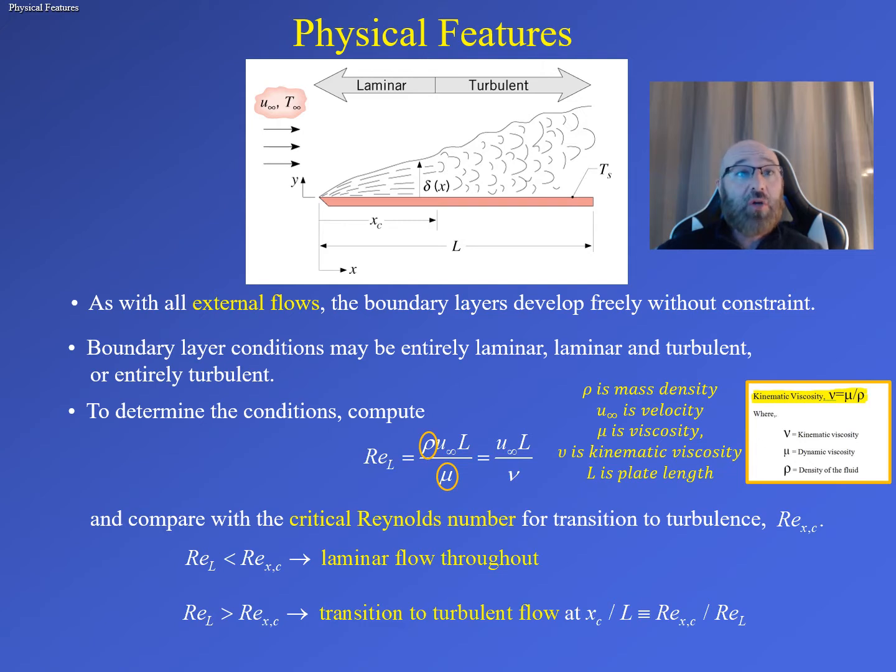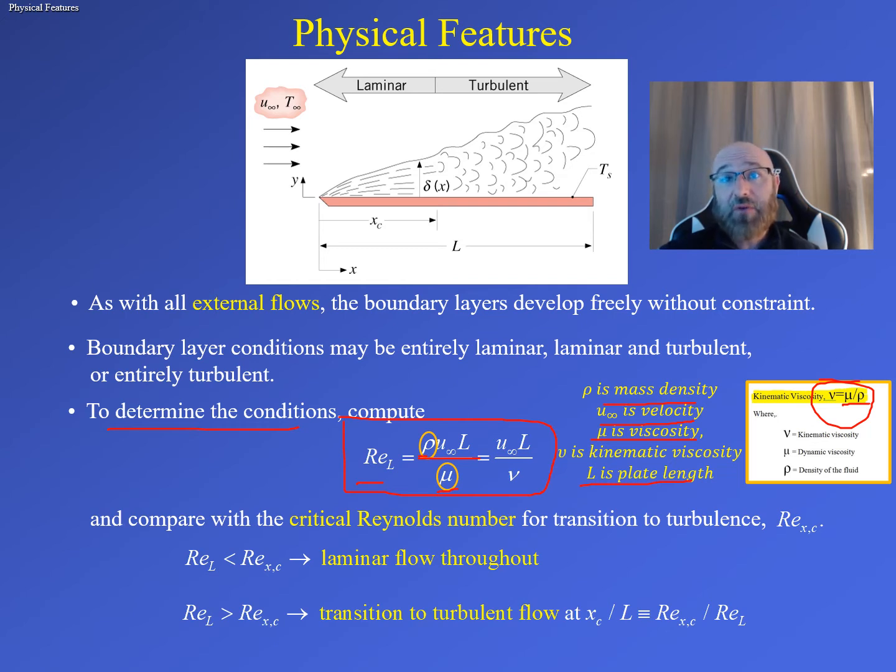Now, in order to determine the conditions, we can use the following relationship shown here to compute. We can see our Reynolds number is equal to rho times U sub infinity times L, all over mu, where rho is our mass density, U sub infinity is our velocity, L is the length of the plate, all divided by our viscosity. Now when we look at this, we have our mass density right here, and our dynamic viscosity right here. Looking at our relationship over here, our kinematic viscosity is equal to the ratio of our dynamic viscosity divided by the density of the fluid.